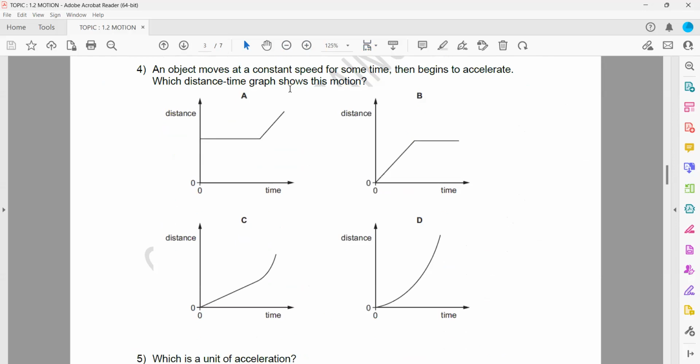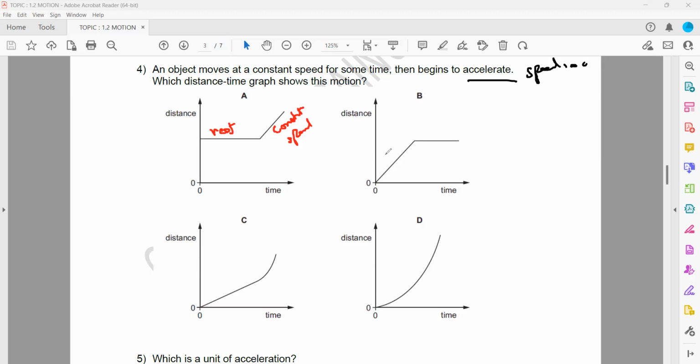Then, an object at a constant speed for some time that begins to accelerate. Accelerate means the speed increases. So first, this is a horizontal line. In a distance-time graph, a horizontal line means the object is at rest. And when it is a straight line, it means constant speed. So for object A, first it was at rest and then it moved at a constant speed.